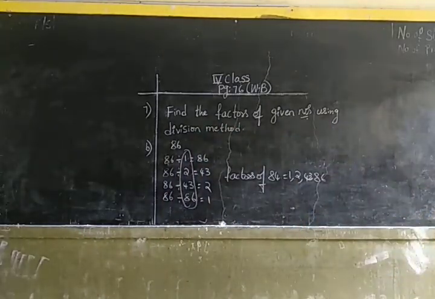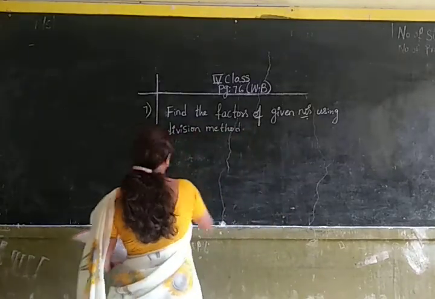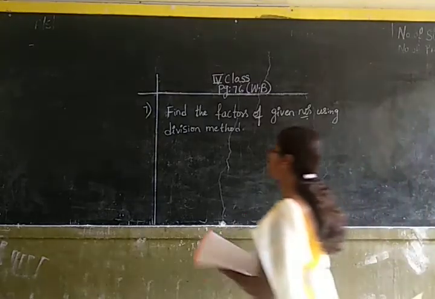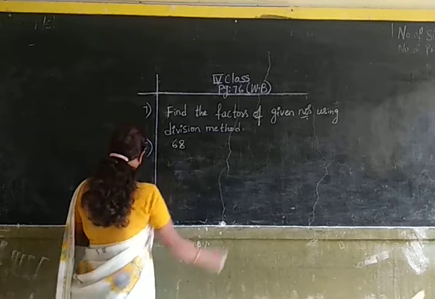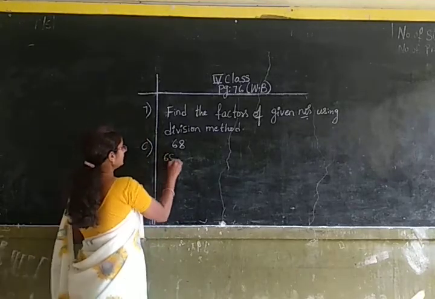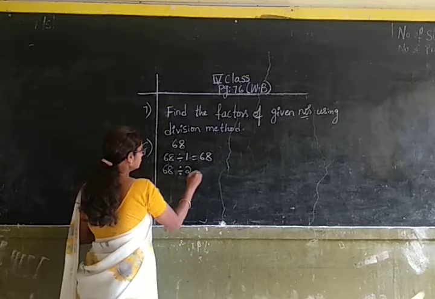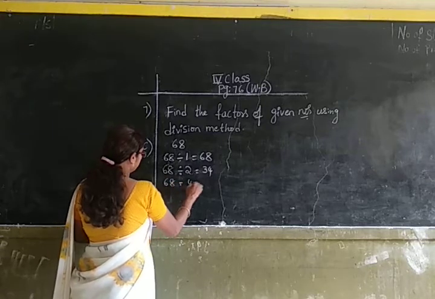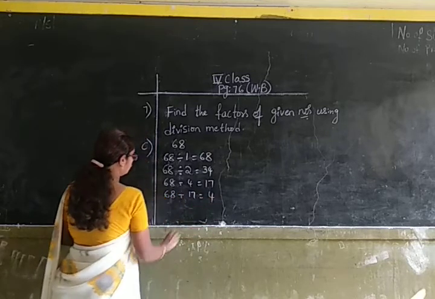Now let us do the C sum. Let us find out the factors of 68. 68 divided by 1 is equals to 68. 68 divided by 2 is equals to 34. 68 divided by 4 is equals to 17. And 68 divided by 17 is equals to 4.